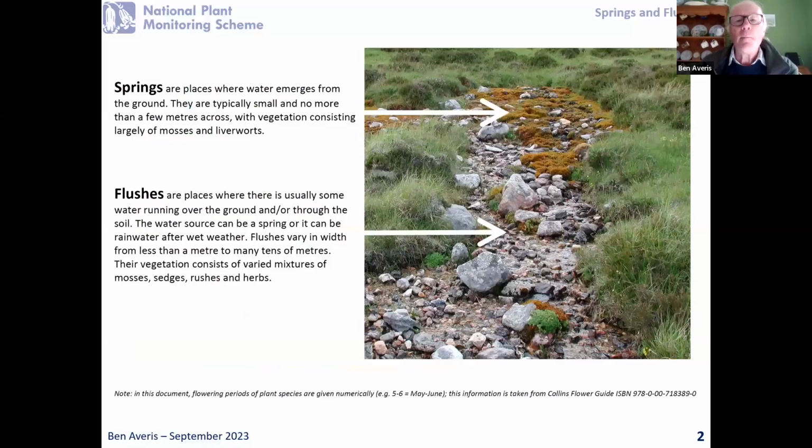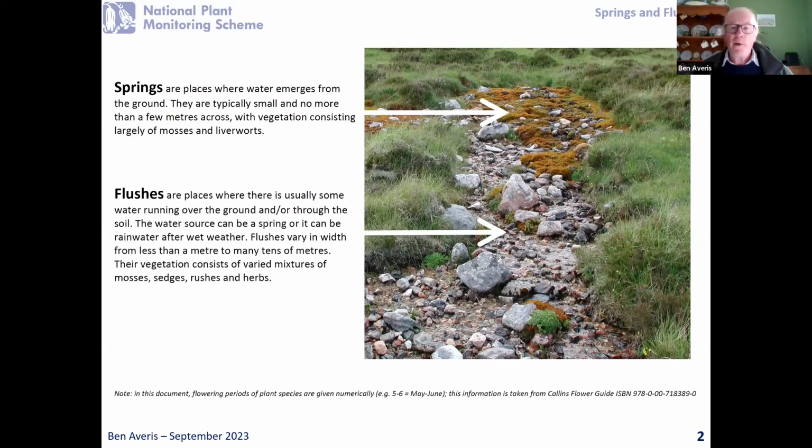Okay, so from the point of view of definition, very simply, springs, as I've said, they're places where water comes out of the ground. So they're very small locations, really, where you've got this very particular kind of hydrology, and the vegetation is typically including a lot or dominance, really, of mosses and liverworts.